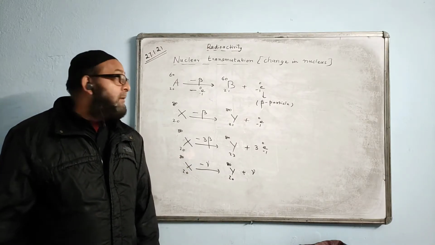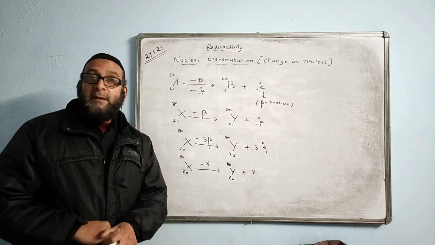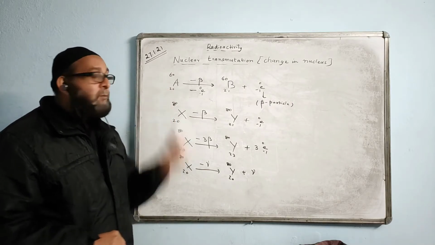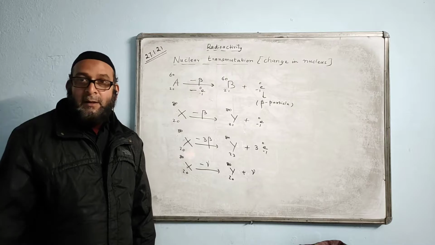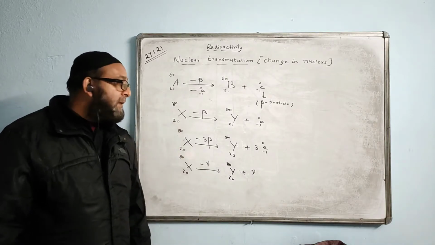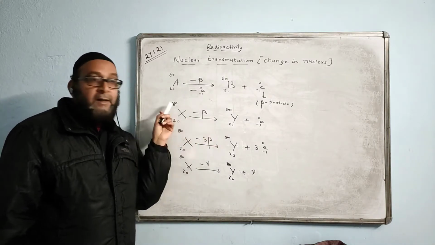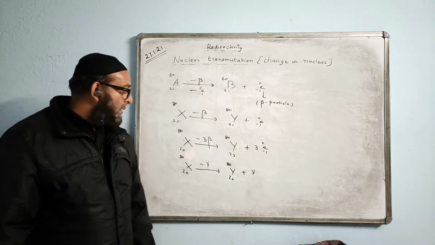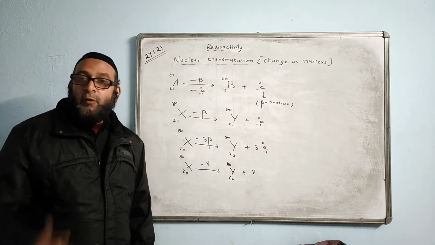Now in summary, when an alpha particle is emitted, both the atomic number and mass number change, both decrease. When a beta particle is emitted, this one increases by 1, whereas this remains the same. And when gamma is emitted, no change.